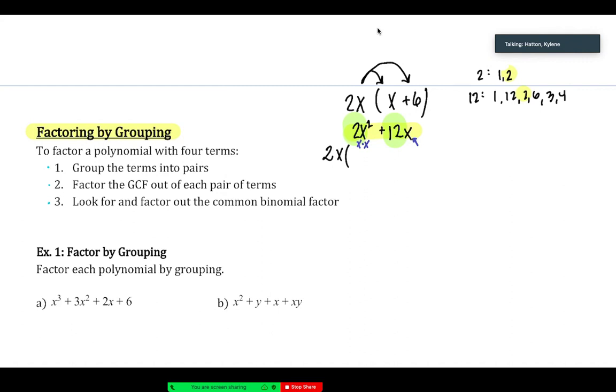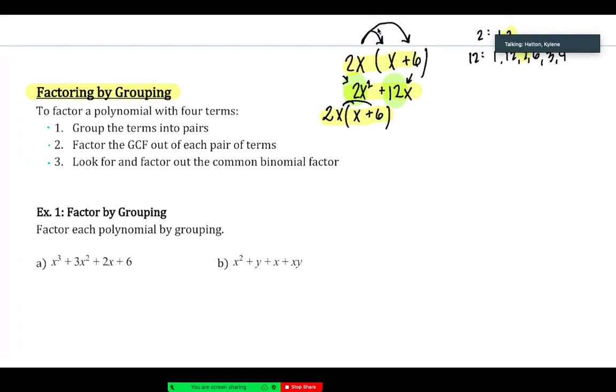And then when I pull that out, I'm trying to figure out, what has to stay inside the parentheses? What's left over after I pull out that 2x? So 2x times what is going to get me back to this 2x squared? Well, I would have to do 2x times one more x. And then 2x times what is going to get me to this 12x? It would be 2x times 6, so plus 6. And if you check, we got back to our original problem. So you really are just going full circle. Distributing is multiplying something in, factoring is pulling something out.